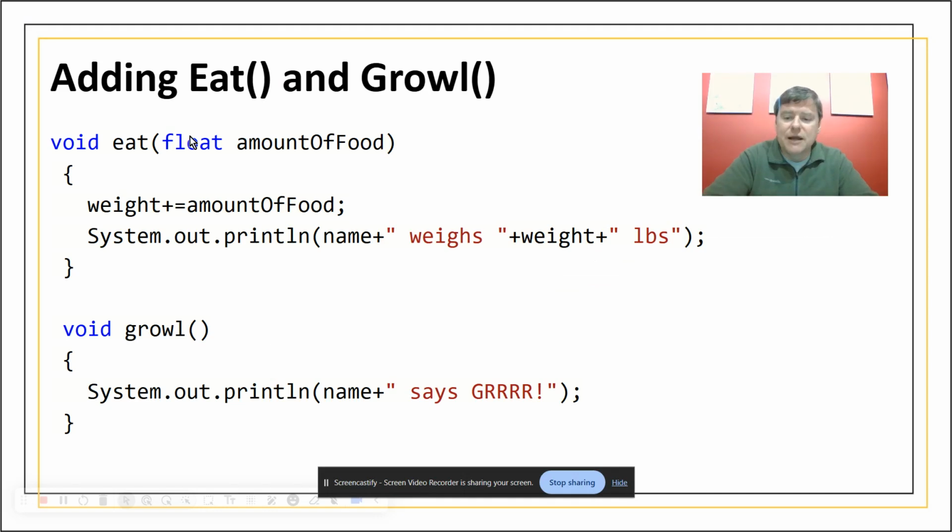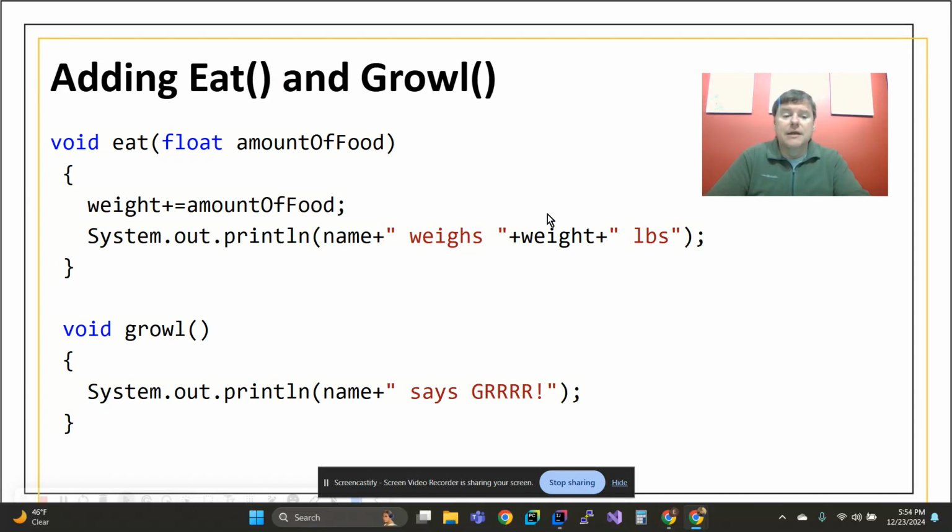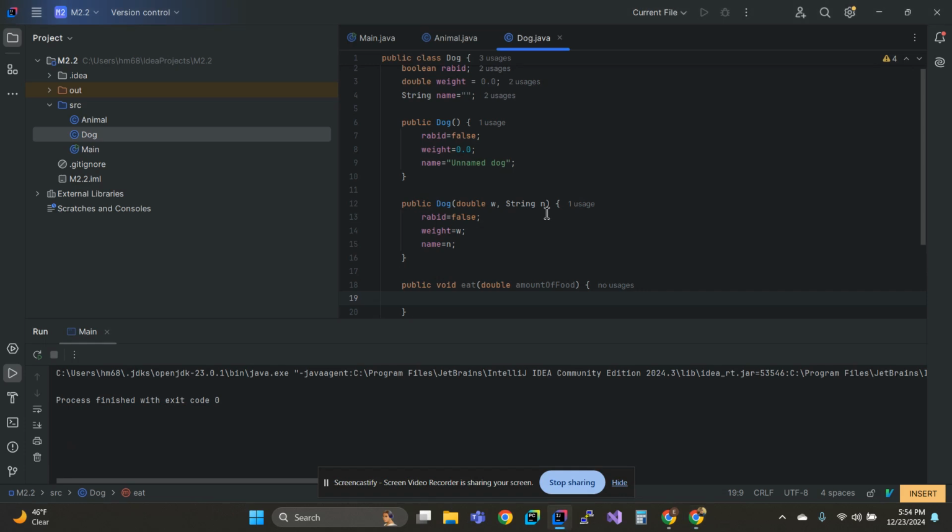Alright, so the way that our eat method works is their weight immediately increases by the amount of food that they ate, and then it prints out their name and their weight. Now, we can debate how eating actually works. Certainly for me, if I eat anything, I immediately gain that much weight. But eventually it kind of works itself out, if you know what I mean. All right, so weight plus equals amount of food.